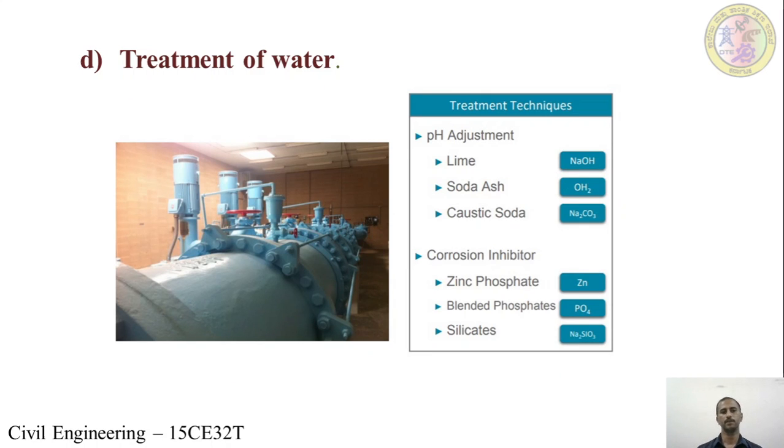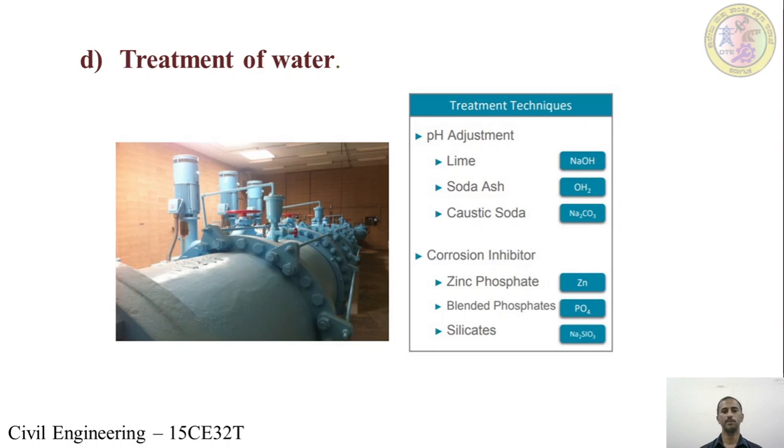Next one is by treatment of water. We know that if the pH is low, the water becomes acidic and increases the rate of corrosion of the pipe. This can be reduced by increasing the pH of the water, by making it alkaline, by adding lime, chalk, etc. Once the pH increases beyond 7, the water becomes alkaline and becomes non-corrosive in nature.